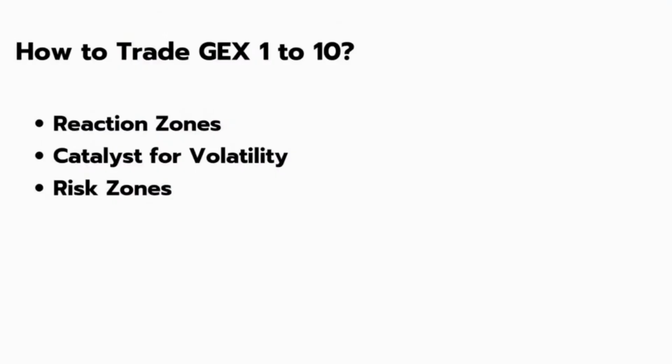The third way of using gamma levels is as risk management tools, both for institutional and retail traders. They can provide you a risk framework, helping you anticipate where movement can occur, where you should be paying attention, and obviously how you can plan your trade accordingly.